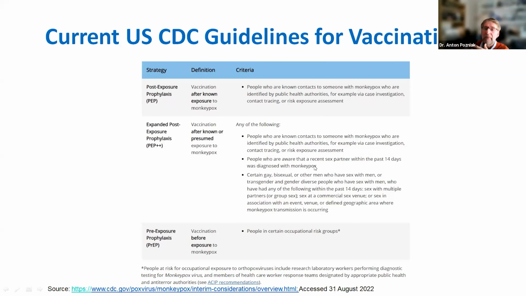basically who had a recent sex partner within the last 14 days diagnosed with monkeypox. And again, certain gay or bisexual men at high risk, you should give prophylaxis to, and especially if they are HIV positive. And also people in occupational risk groups. So if you can do it within 4 days, it's best, but up to 2 weeks after exposure, you can also do that.